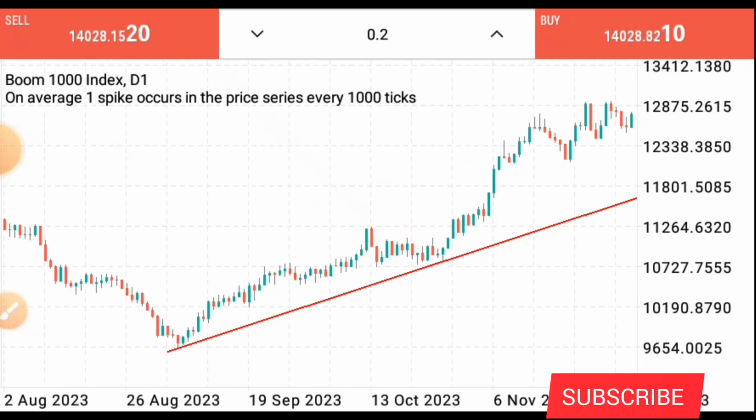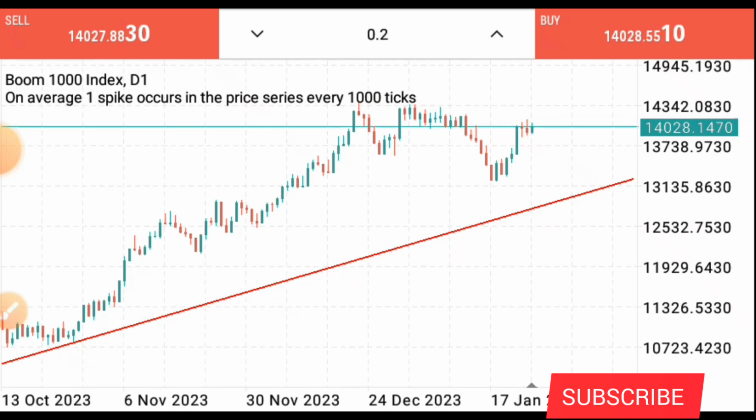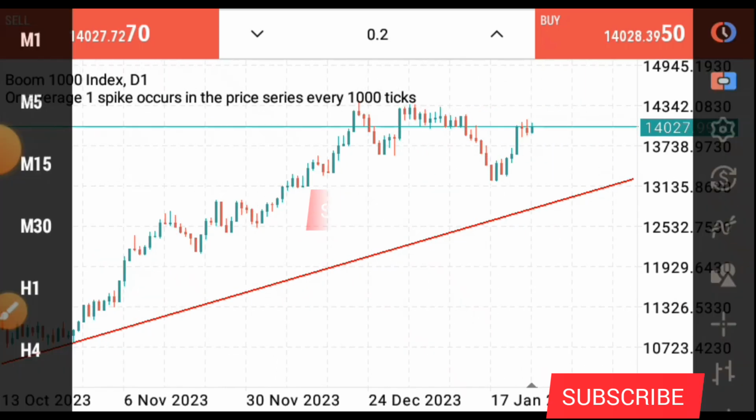Alright, so what I come here to do is that I come to draw my trend line in order to get the direction of the market, right? In order to know the trend of the market. So currently, as you can see right now, we are in a bullish trend. We are in an uptrend, right? So all I will be looking for right now is a buy trade, alright?